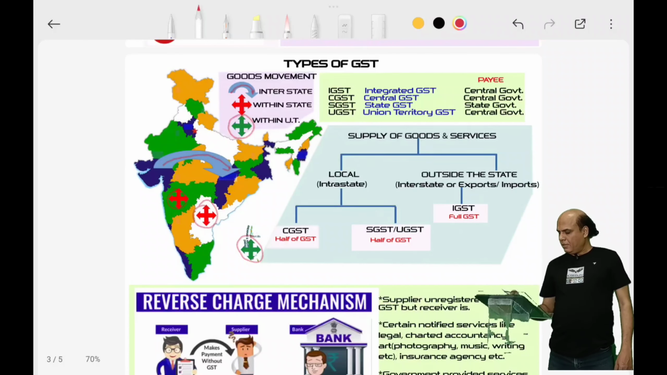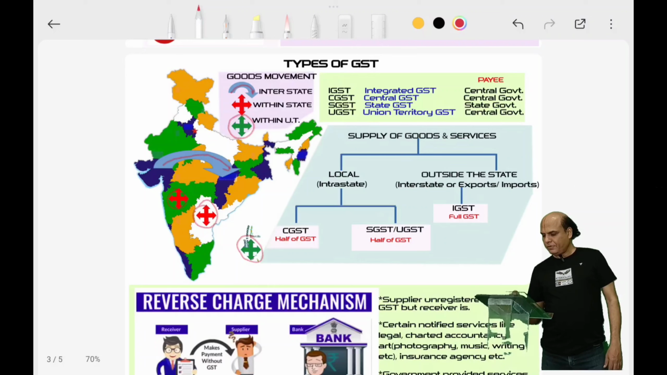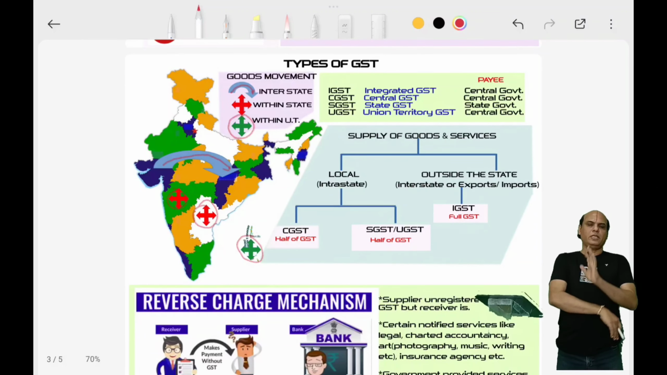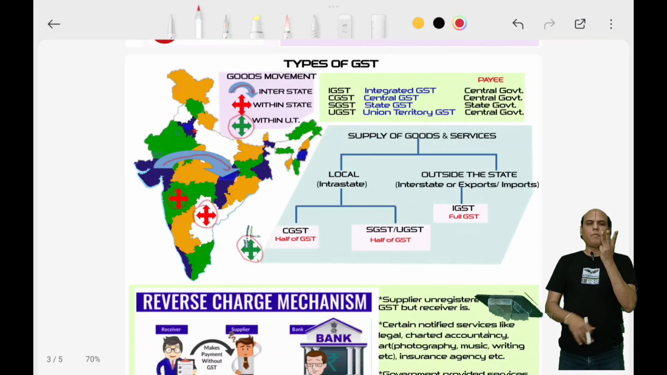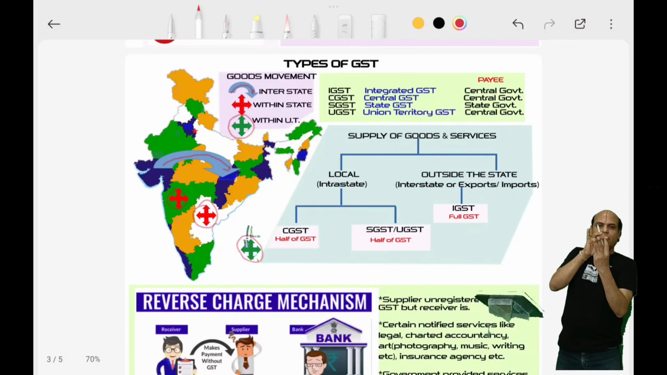Okay. Now, if you see the types of GST, on the right side, there are three entities or payees of the GST. Payer is taxpayer, payee is government. So the authority who are getting paid, they are payee. So there are three kinds of payees. One is central government, state government, UT government. That is Union Territory government. Okay, clear?